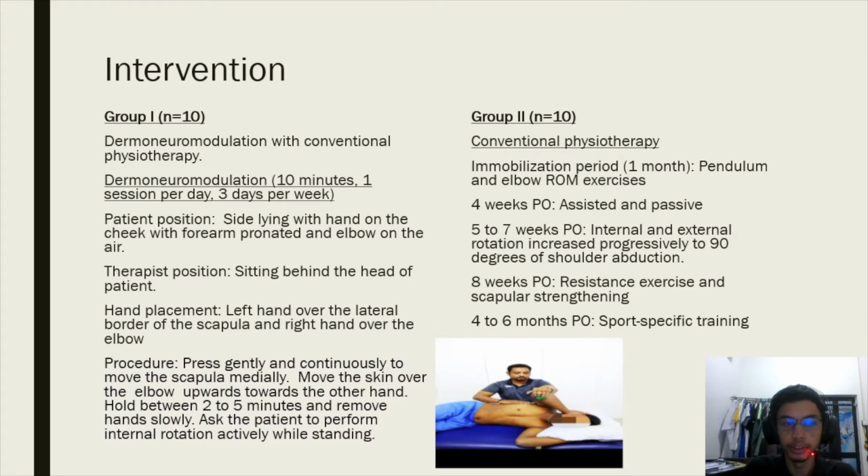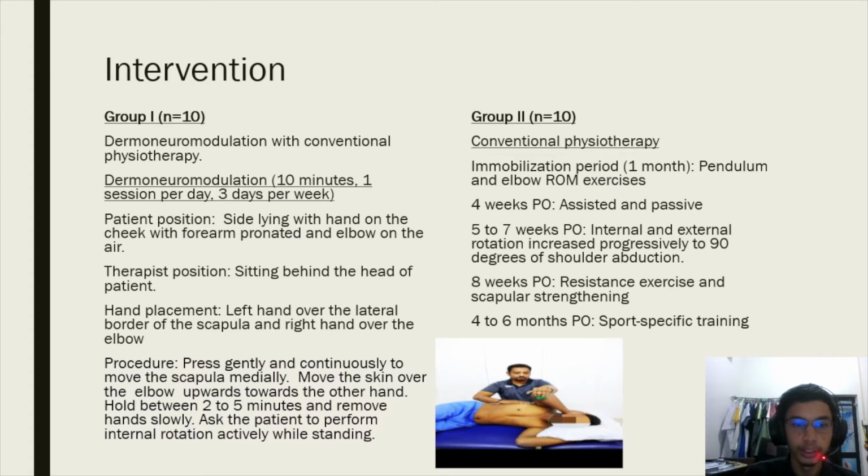So this is the intervention for Group 1 and Group 2, both with 10 participants. Group 1, neuromodulation with conventional physiotherapy, and Group 2 on the conventional physiotherapy. So what is neuromodulation? From the name itself, dermo meaning skin and neuro meaning the nervous system. So this intervention will touch the skin to interact with the nervous system and effect change to pain and function. The neuromodulation session is for 10 minutes, 1 session per day, 3 days per week.